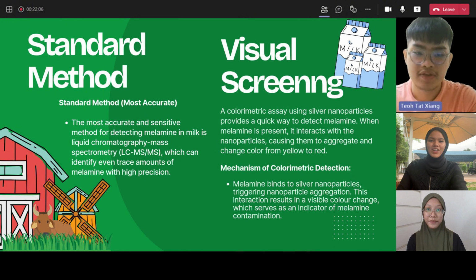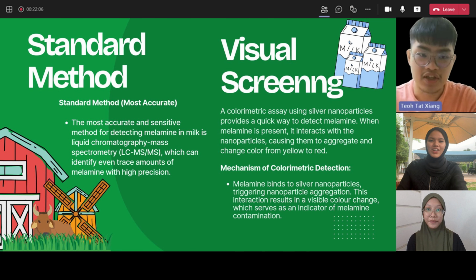So we know standard method is actually the most accurate method to determine the melamine in milk. But it is also more costly compared with the visual screening, which will be more cost effective and easier to use. So this standard method implements two ways of detection, which are the liquid chromatography and also mass spectrometry. These can identify the amount of melamine accurately. To know how it works, we can have a look at this.